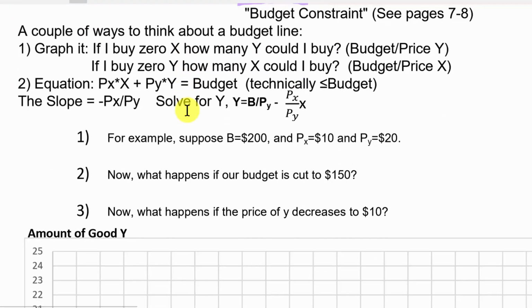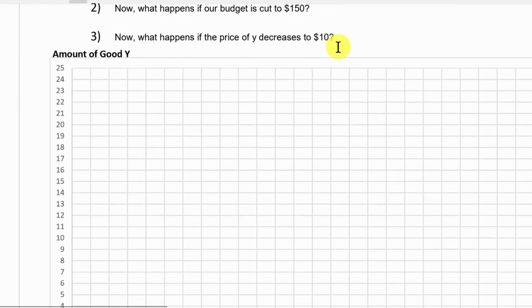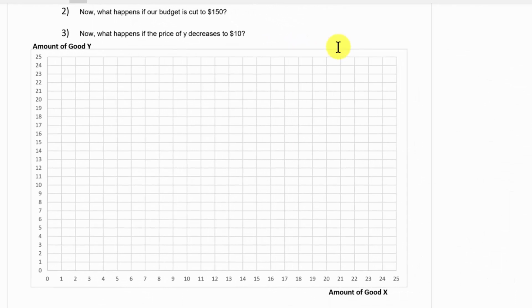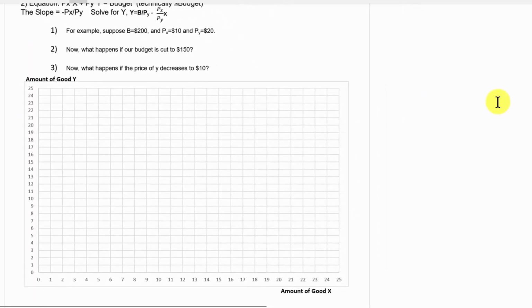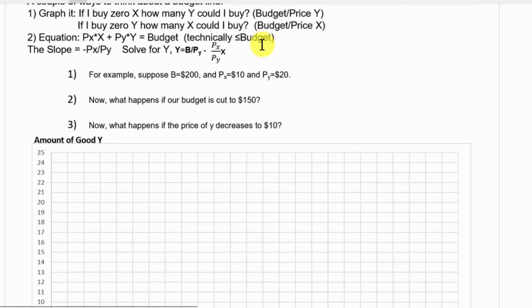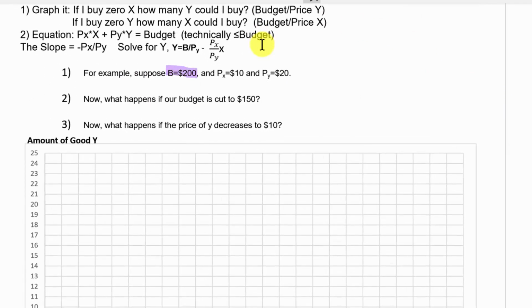A couple of different ways you can think about a budget line. Number one, let's graph it. And to graph it, the easiest way is to just ask yourself two questions. So if we have two goods, X and Y, if I bought 0 X, how many Ys could I buy? So we're going to graph it on a grid like this, where we have the amount of good X on the X-axis, the amount of good Y on the Y-axis, and let's just graph an example here so we can see how this works. So suppose we had a budget of $200, and the price of good X was $10, and the price of good Y was $20.